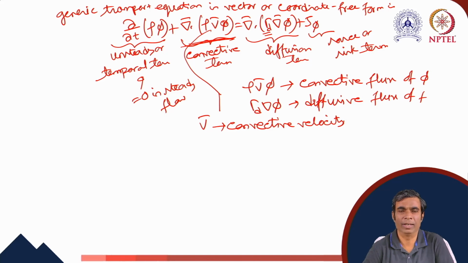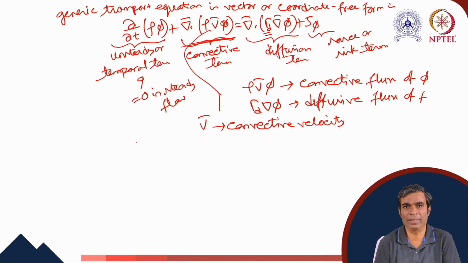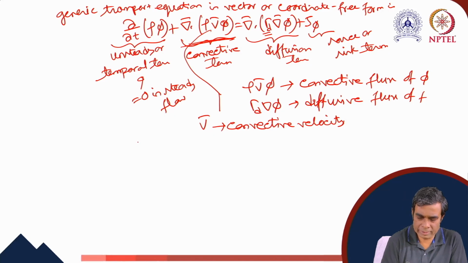Now let us consider derivation of the continuity equation from this generic equation. Before that, let us write this equation using the tensor notation. Another thing I mentioned is that this phi can be a scalar quantity or this phi can be a vector quantity. There is no restriction on this. So it is in tensor or indicial form.